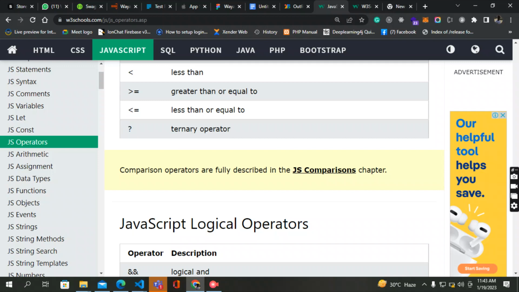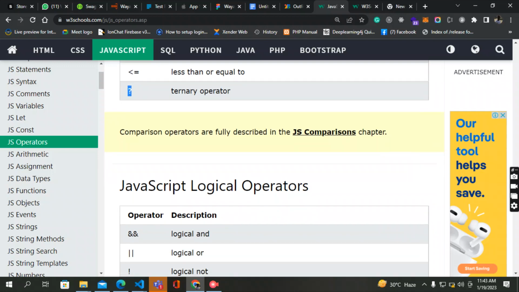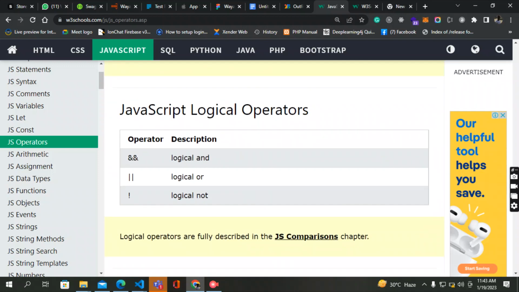So the last one, which is the ternary operator, I will leave this till we need it. It's a kind of if and else statement. It's used for if and else statements. So when we get to where we need it, I will explain it better. And we'll move on to the next part, which is the logical operators.